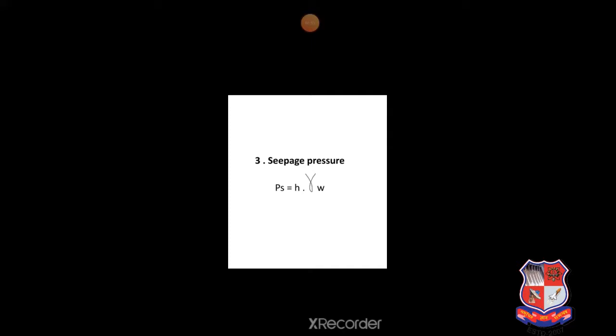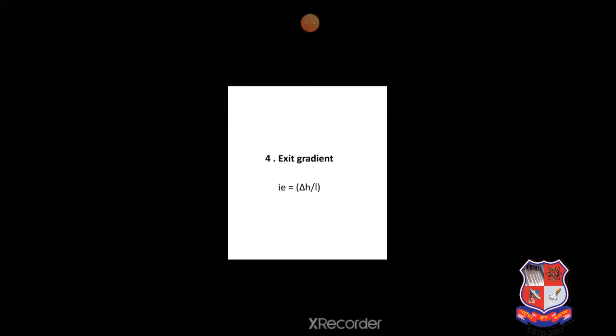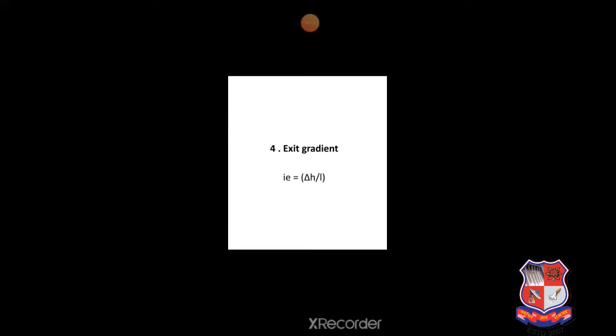Number 3, seepage pressure. We can find out seepage pressure using this equation. PS is equal to H into rho W. The seepage pressure is always in direction of flow. Number 4, exit gradient. The maximum hydraulic gradient at downstream end of flow line is exit gradient. IE is equal to delta H upon L, where delta H is potential drop and L is length of the last field.